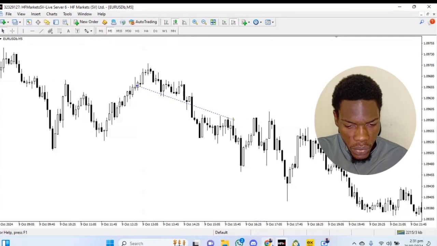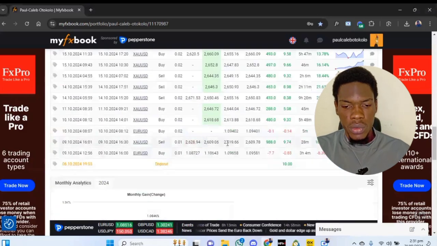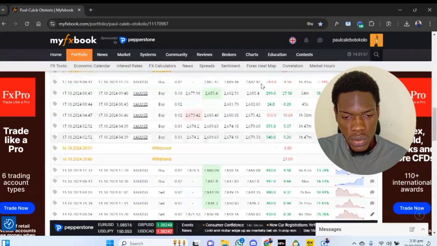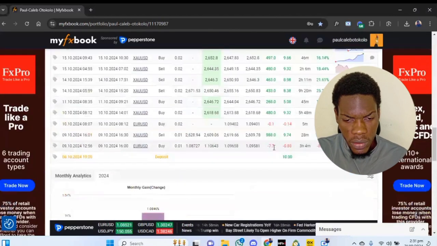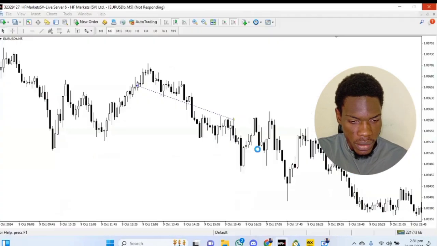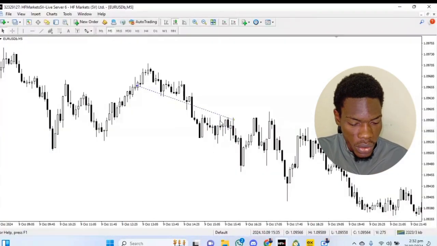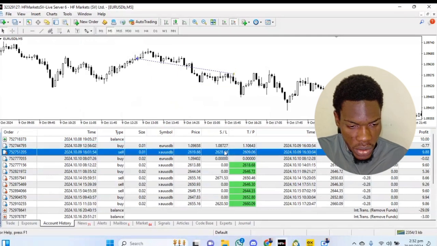Let's go to Myfxbook for this. Scroll down. So here you can see under the pips column, 7.7. We entered a buy and we had a loss of about $7 on this trade. So I'm going to blow through that, and then we placed a trade on gold.